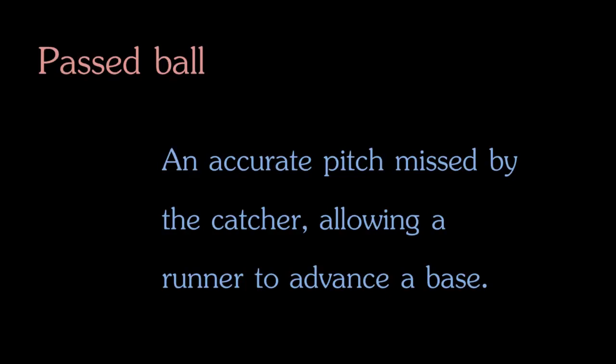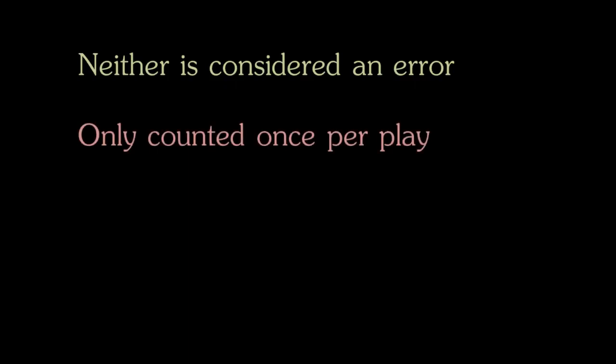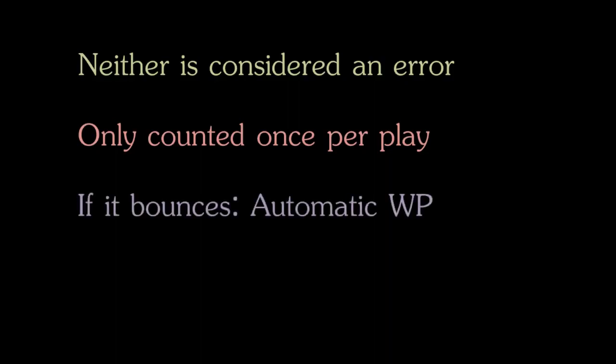Like determining whether something is a hit or an error, it is the job of the official scorer to say whether a pitch is a wild pitch or a passed ball. A few other things to note. If there is more than one runner on base, the wild pitch or passed ball is only counted once, even though multiple runners are advancing on it. If the pitch bounced before it reached home plate, then it is automatically deemed a wild pitch.